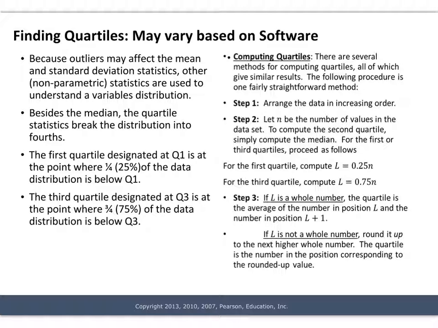For the first or third quartiles, proceed as follows. For the first quartile, compute L to be 0.25 times n. For the third quartile, compute L equal to 0.75 times n. L stands for location. If L is a whole number, the quartile is the average of the number in position L and the number in position L plus 1. If L is not a whole number, we round up to the next whole number. The quartile is the number in the position corresponding to the rounded up value.